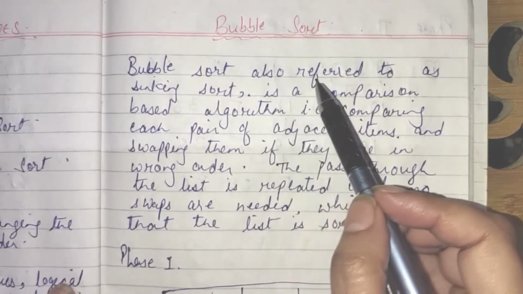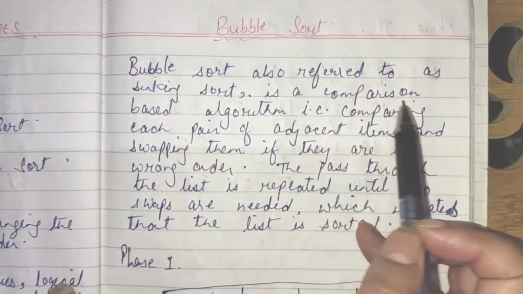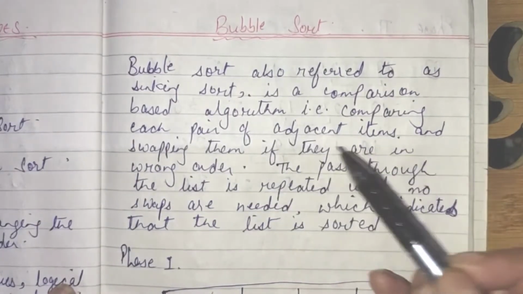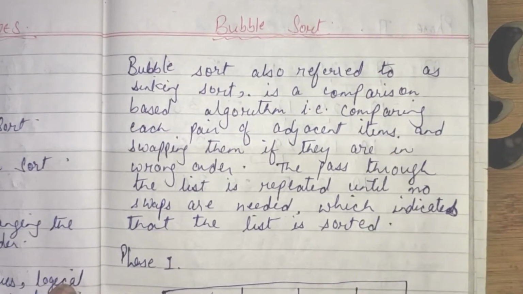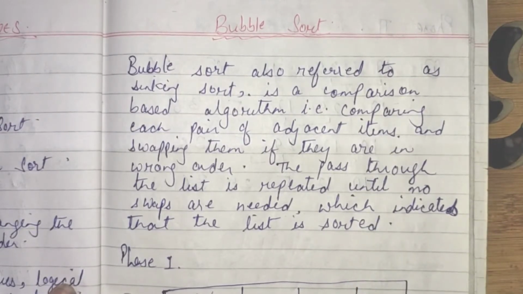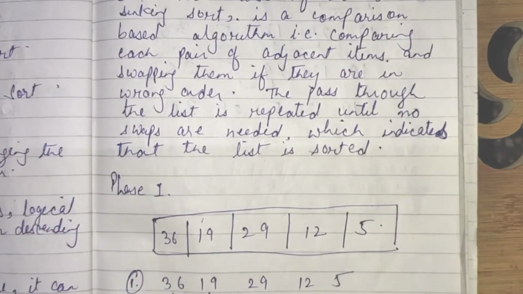Bubble sort, also referred to as sinking sort, is a comparison-based algorithm. It compares each pair of adjacent items and swaps them if they are in the wrong order, to place the values in the correct order. The pass through the list is repeated until no swaps are needed, which indicates that the list is sorted.